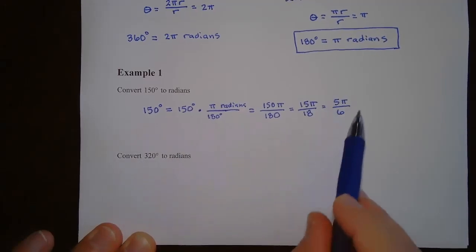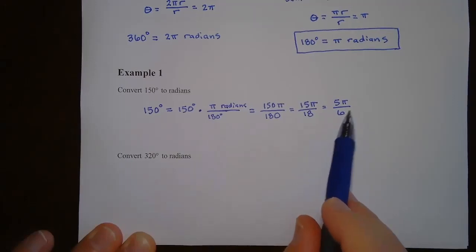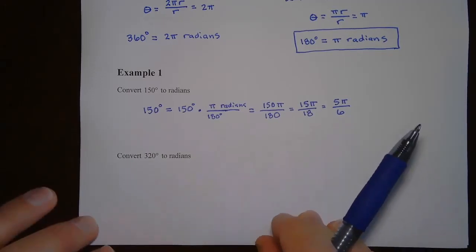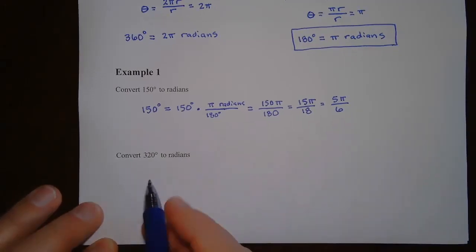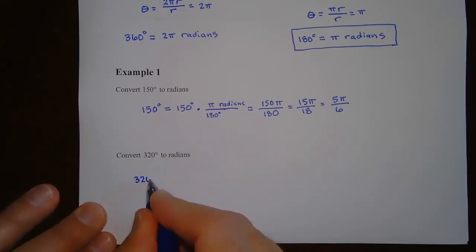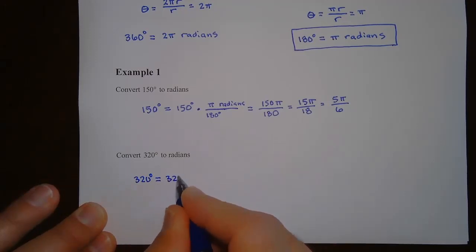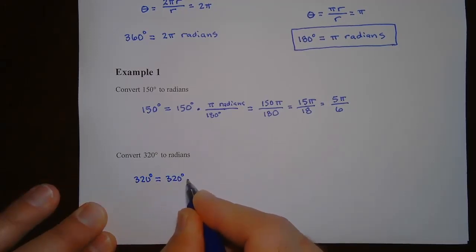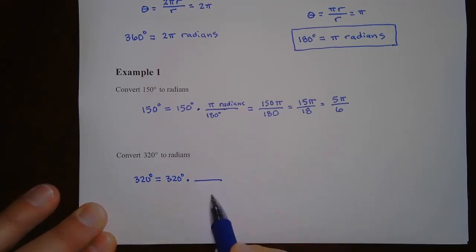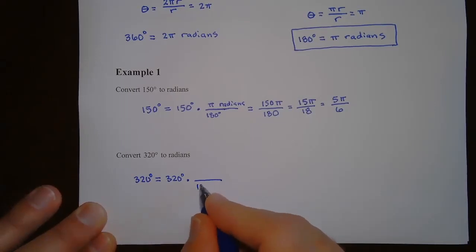And notice there's nothing I wrote here, right? Because that means radians. If you don't write it, it means radians, okay? All right, let's do another one. So now we want to do 320 degrees. Okay, so what is 320 degrees? So 320 degrees is equal to, we're going to write 320 degrees again, and we're going to multiply by a version of 1. Now, this version of 1, I want 180 degrees in the denominator.